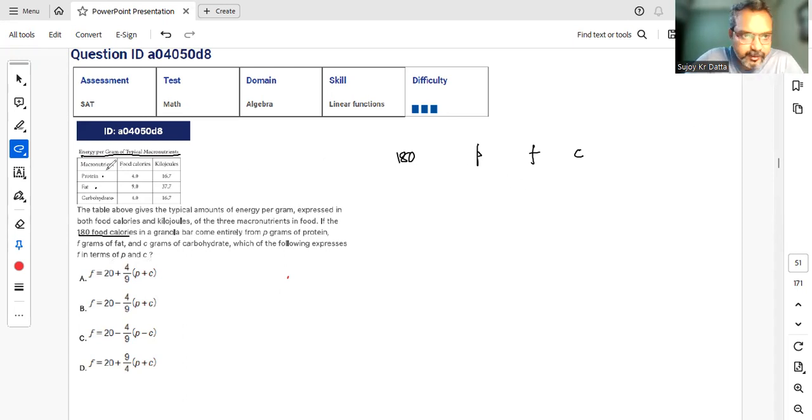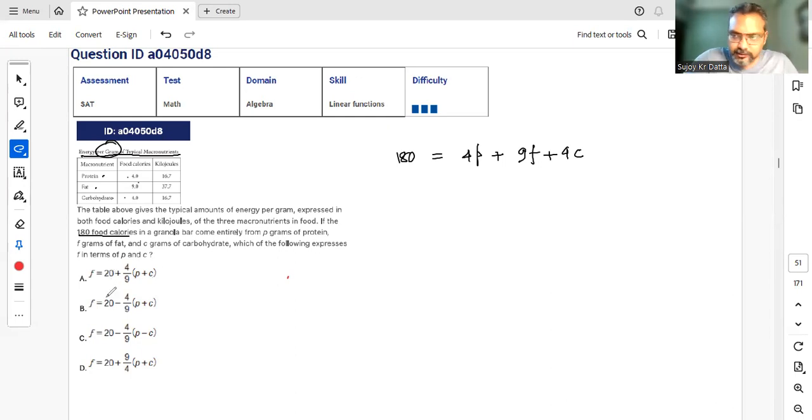Fine. So we can see here per gram of protein gives you 4 food calories. So P grams would give us 4P food calories. Fat gives us 9 per gram, so F grams would give us 9F, and carbohydrates again 4, so it would be 4C. So we have this relationship.